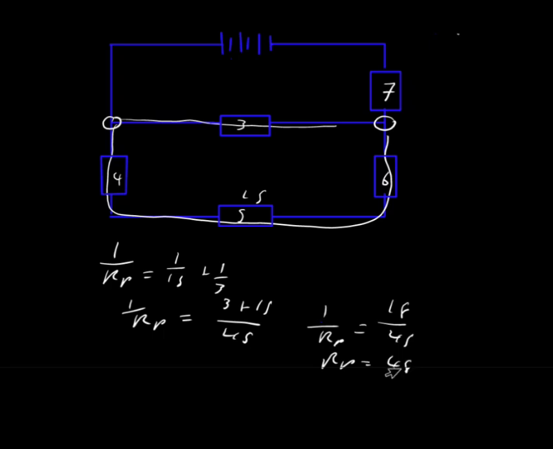Okay, forgive my handwriting there, I just don't want to spend much time on this. 45 over 18, right, so that's what we got for RP. All of these are in series with that one, so our equivalent resistance will just be 45 over 18 plus 7.